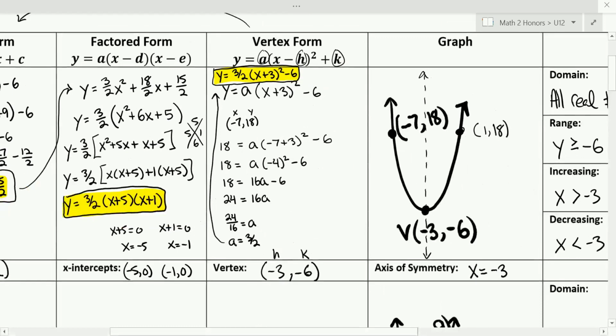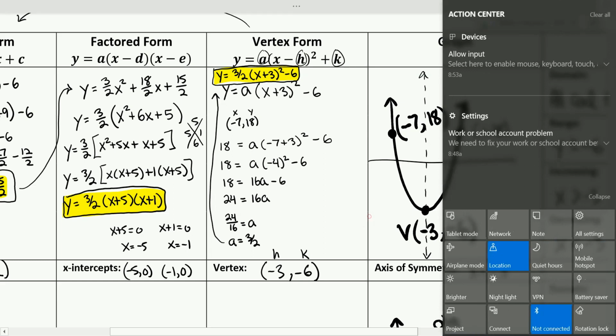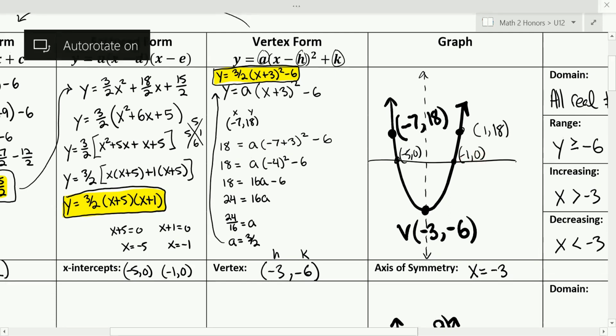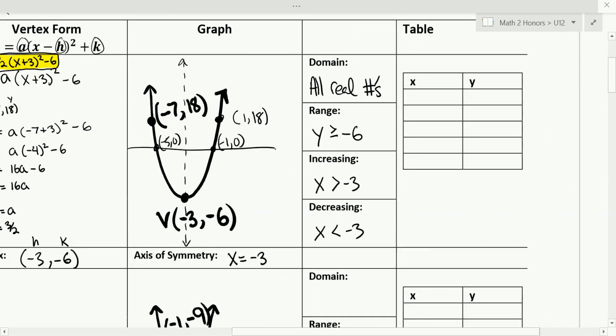So in this graph, somewhere over here, this would be maybe our x-axis. And what we just found, okay, I can get that out of the way. What we just found is one of the x-intercepts is here at (-5, 0), and another one here at (-1, 0). So I'm going to put 5 points in my table. (-7, 18), (-5, 0), (-3, -6), (-1, 0), and (1, 18). You could also put in the y-intercept if you wanted, but it's asking for 5 points, and that worked.